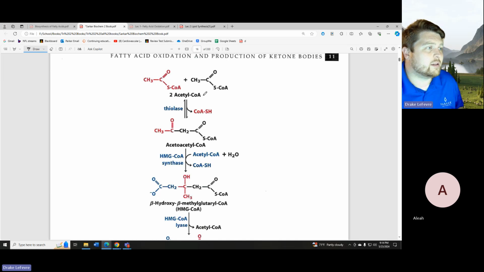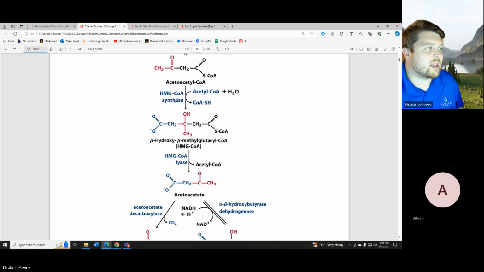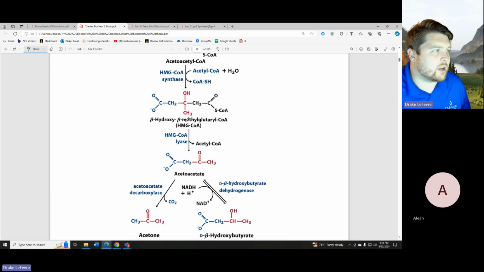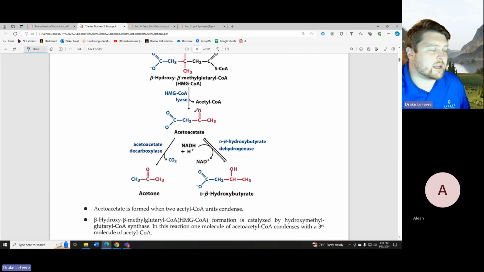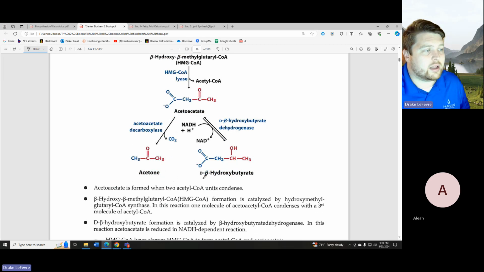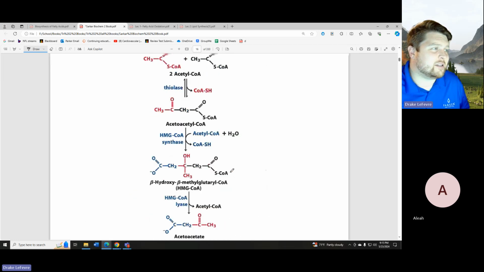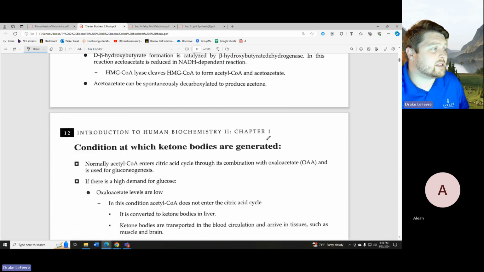We take 2 acetyl-CoA. The thiolase gives us acetoacetyl-CoA, so it combines them. You get HMG-CoA synthase to create HMG-CoA. Then HMG-CoA lyase breaks it back down into acetoacetate, which then gives us acetone and our D-beta hydroxybutyrate, which are our ketone bodies. Again, unfortunately, this is just more memorization of step by step. Very unfortunately, but that's what it is.